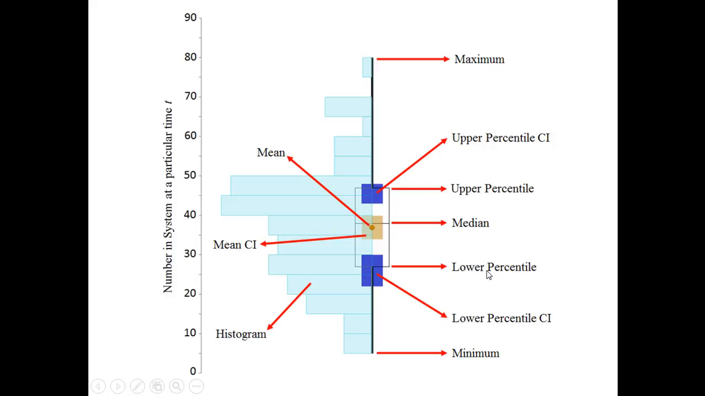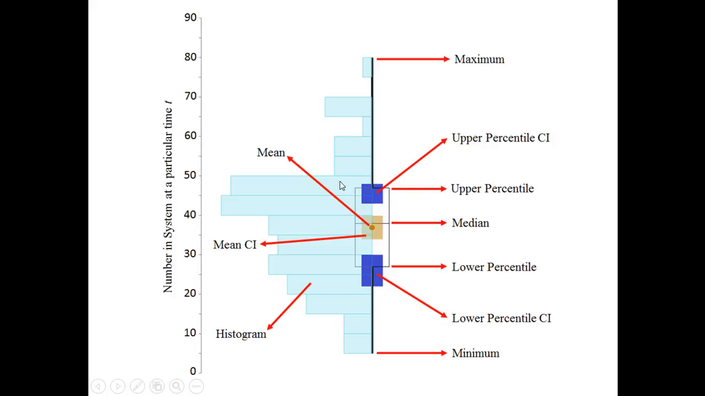So for instance, when I look at the 25th percentile of number in system at 2 p.m., I see that in 25% of my replications, I had less than or equal to 26 or 27 customers in my system. Similarly, when I look at my 75th percentile, I see that it is around 46 or 47, which means in 25% of my replications, I had more than 46 or 47 customers in my system at time t.